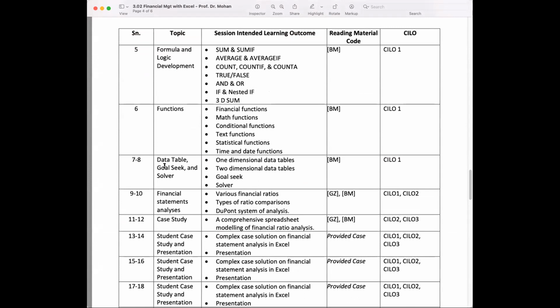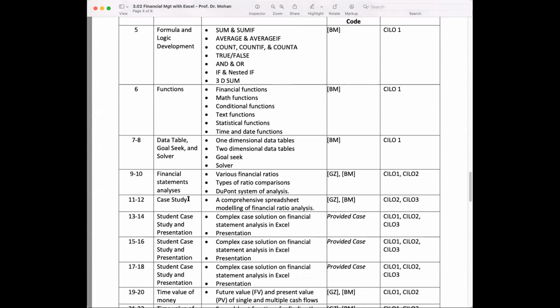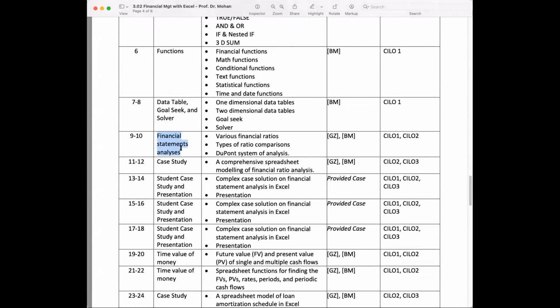Then we went to the application of these spreadsheet software basics to financial problem solving. We started with financial statement analysis using ratio analysis. We did it in the class, and all of you practiced during the class, and you also submitted a case study. Your group performance and individual performance were assessed.